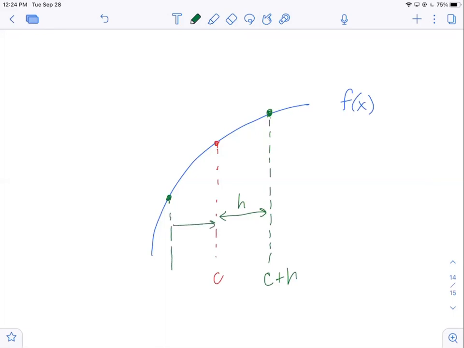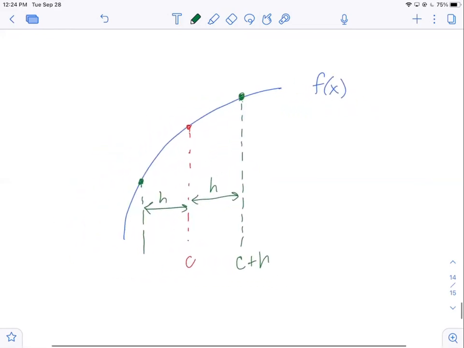That is the same distance away from my point of interest C on the other side. Call it C minus H. All right. Now, when I find the slope of my secant line, I'm going to use those 2 points, which, let me see if I can get this to line up close enough. If it doesn't work, just make your points bigger. See that? There you go.